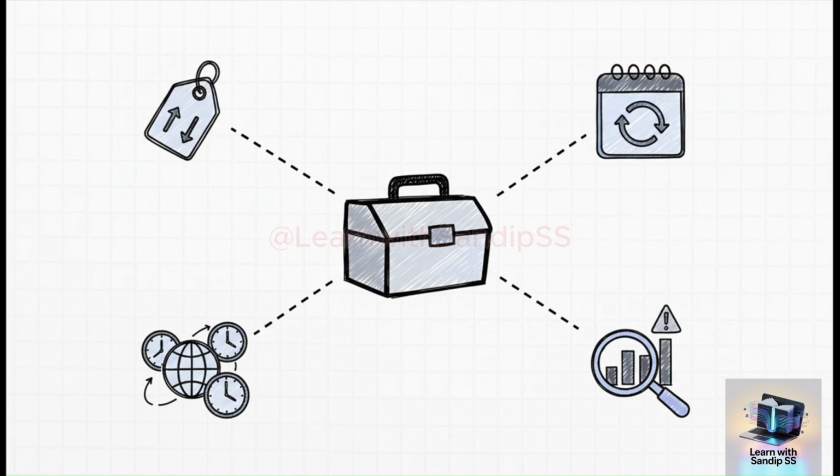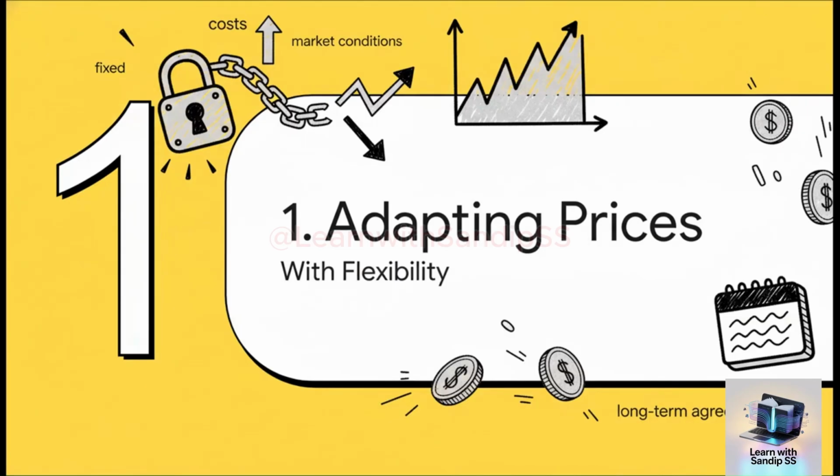Okay, so here's the plan. We're going to unlock 4, let's call them power tools, to make your contracts dynamic, smart, and way more proactive. We'll walk through each one and see how they tackle the biggest headaches, things like pricing, renewals, date management, and all that proactive monitoring stuff. Let's jump right in. All right, first up, adapting prices with some much-needed flexibility.